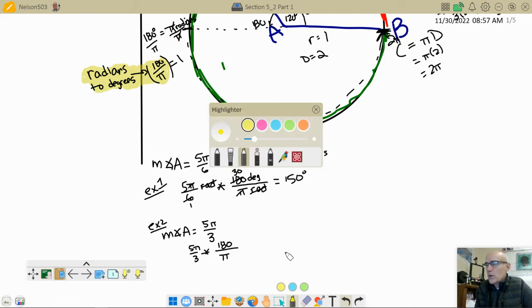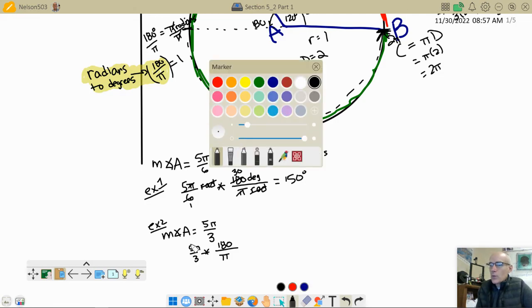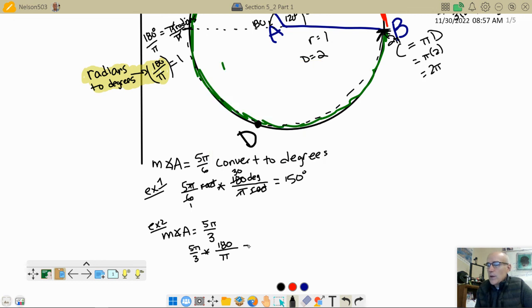So that's what I'm doing right down here. I'm converting from radians to degrees. And so let's see, how can I do this multiplication? Well, the pi's are going to divide out. I go 3 into 180 is 60. 60 times 5 is 300 degrees.